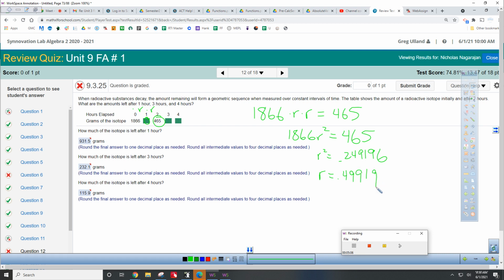0.49919. So then you just multiply that times 1866, and you get 931.49, and then times 0.49919, you get 464.99. So that's where this 465 comes from. Okay, so that's how you do that one.